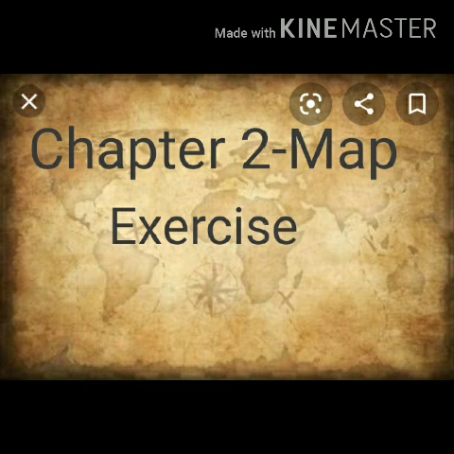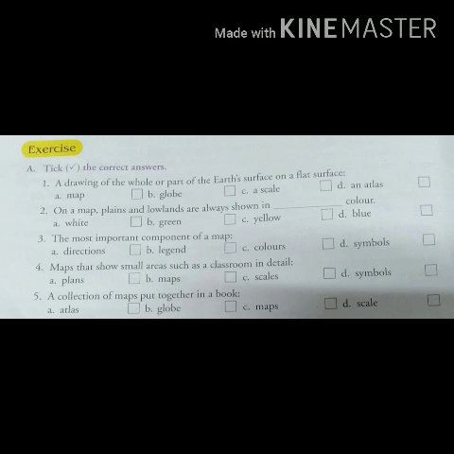So let's start. A. Tick the correct answer. First, a drawing of the whole or part of the earth's surface on a flat surface. Option A, map. Option B, globe. C, scale. D, an atlas. Now the right option is A, map. A drawing of the whole or part of the earth's surface on a flat surface.